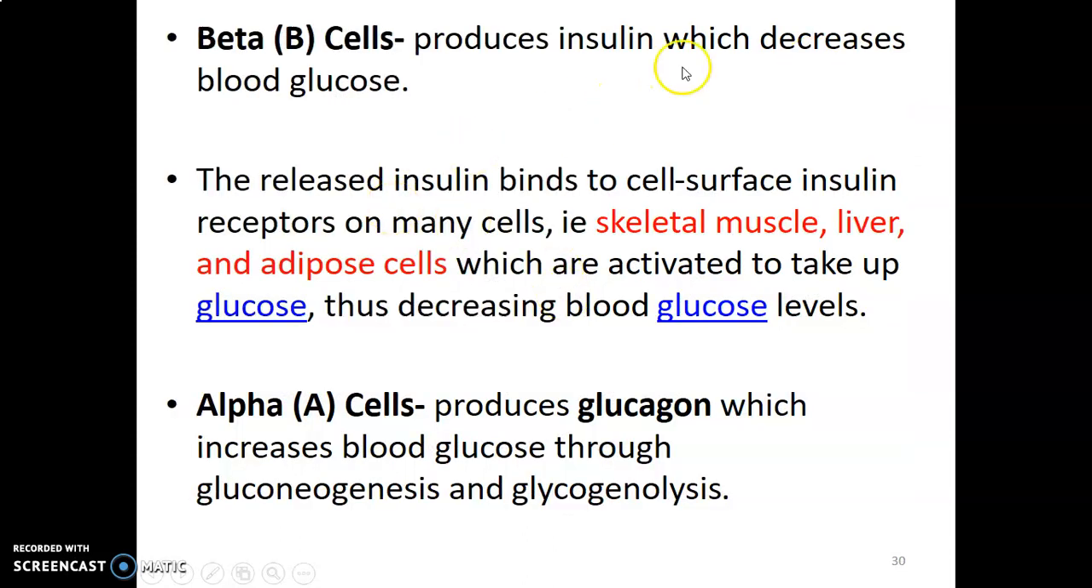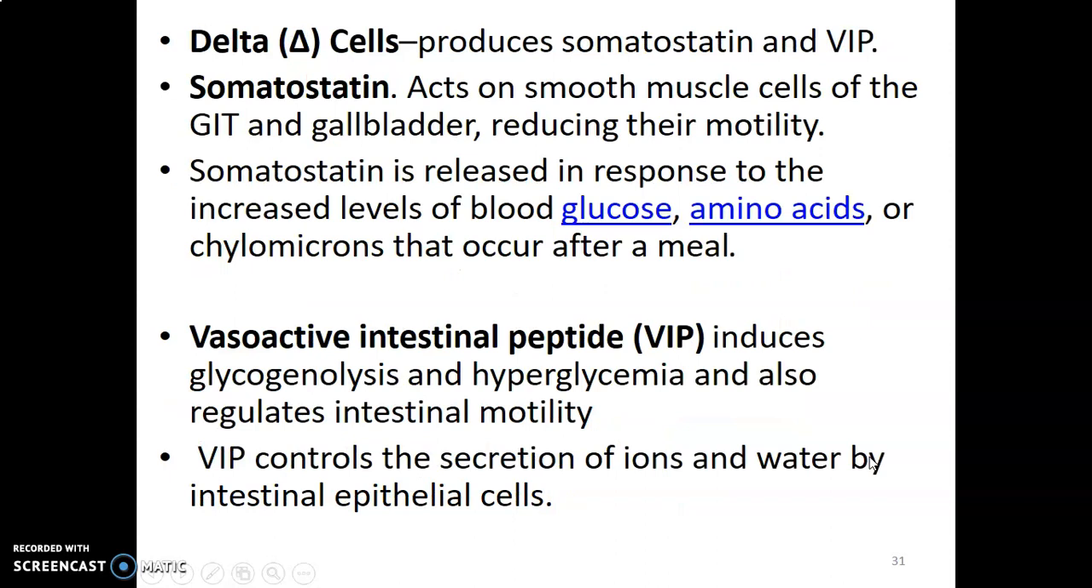So beta cells produce insulin that decreases glucose. When insulin is released, there are insulin receptors on skeletal muscle, liver, and adipose cells. They make these structures take up glucose, okay, when blood glucose level is high. And when blood glucose level is low, glucagon will be produced by the alpha cells, and this will initiate gluconeogenesis and glycogenolysis so that you increase the blood glucose level.